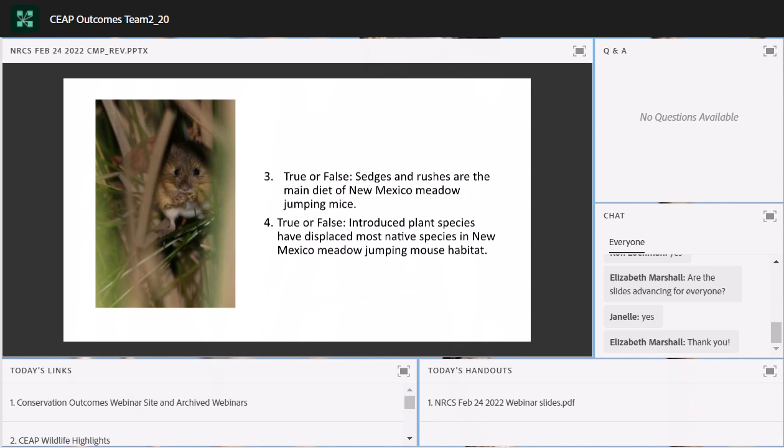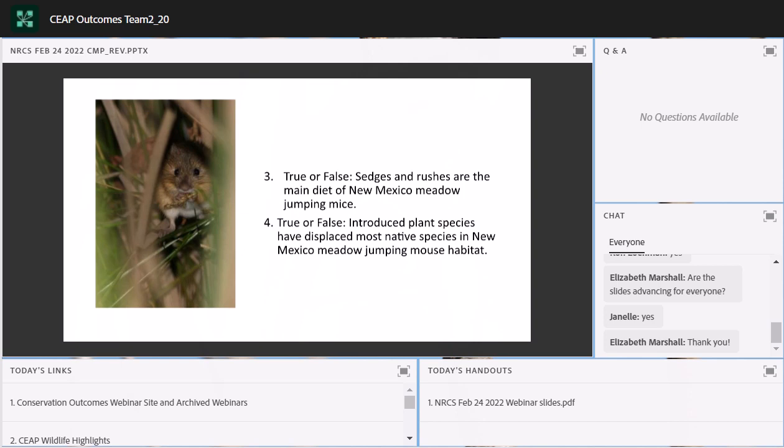I also want to ask you a couple more questions. I don't expect you to know the answers to these right now, but I do think you will know these by the end of this talk. These are a couple questions that relate to habitat and diet. They're aspects of the jumping mice that we didn't know prior to our studies. So see what you think. These are just true or false questions.